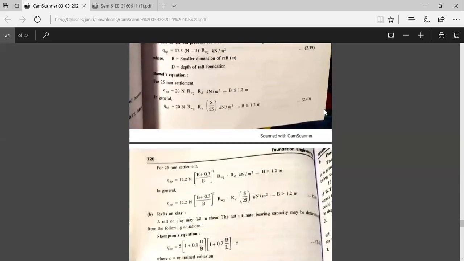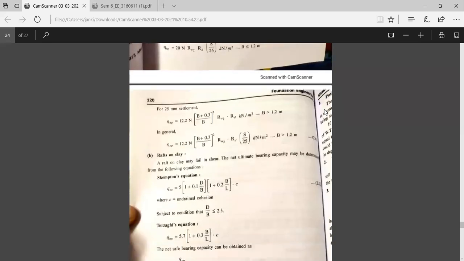So Meyerhof's equation for 25 mm settlement: qnρ is equal to 20 N Rw multiplied by Rd, in case of width B less than or equal to 1.2 meter. So in general, for width B less than or equal to 1.2 meter, qnρ is equal to 20 N Rw Rd multiplied by S divided by 25. So for 25 mm settlement, qnρ is equal to 12.2 N (B plus 0.3 divided by B) raised to the whole square Rw Rd, where the width is 1.2 meter.